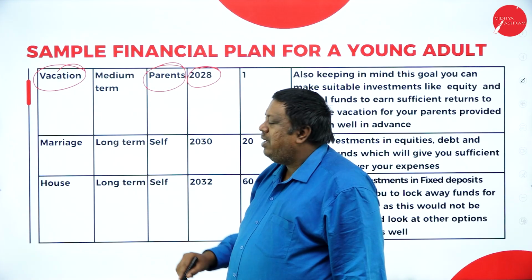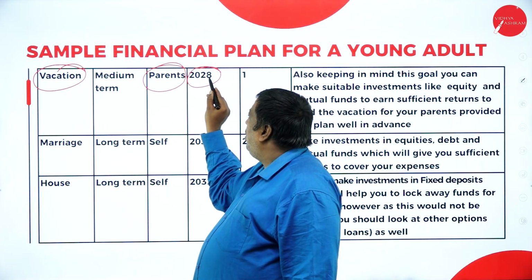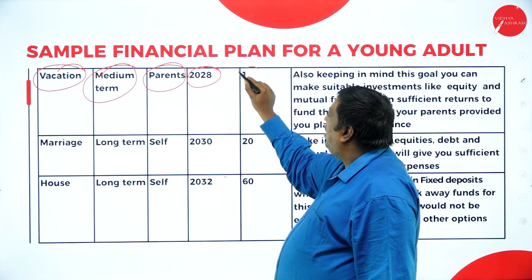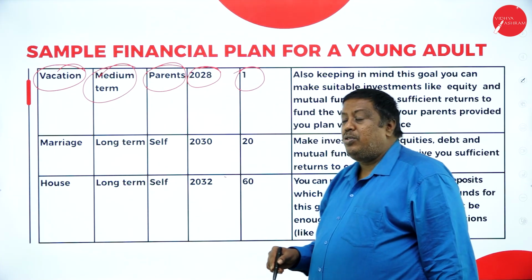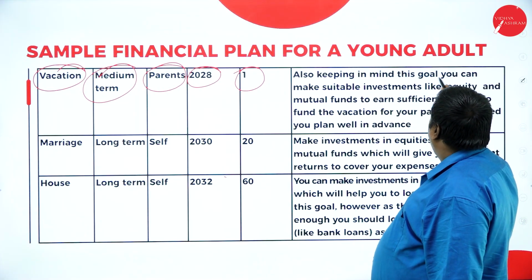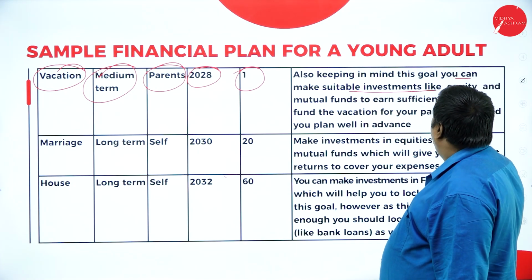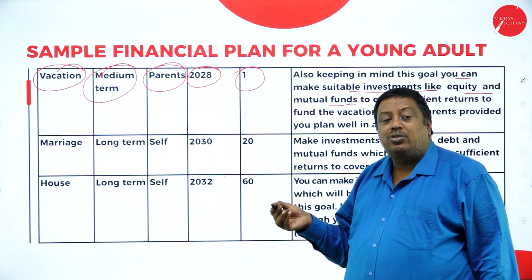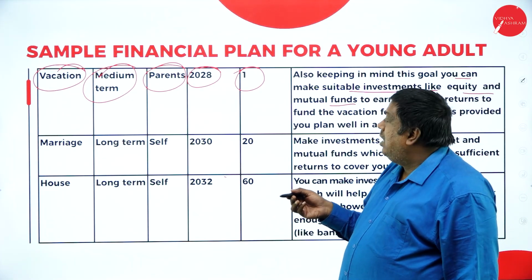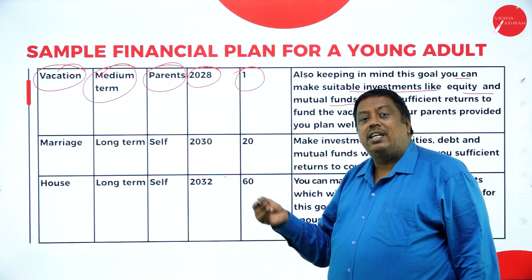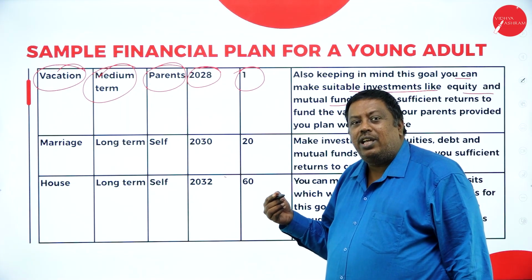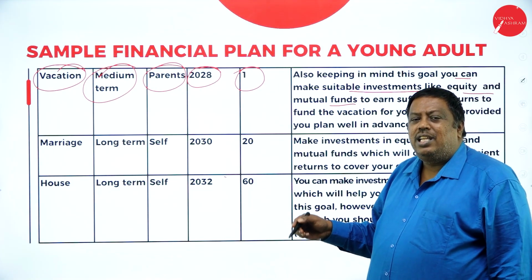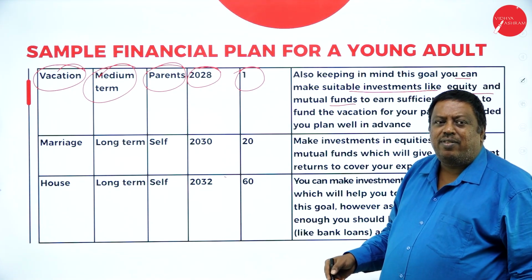So the whole family is going, and because it is for 2028, it is a medium-term goal. And what is the amount I require here? 1 lakh is required. So keeping this goal in mind, make suitable investments like equity and mutual funds. Invest in mutual funds so that you can save that money, and with that money and its earnings, you can enjoy your trip with your family.